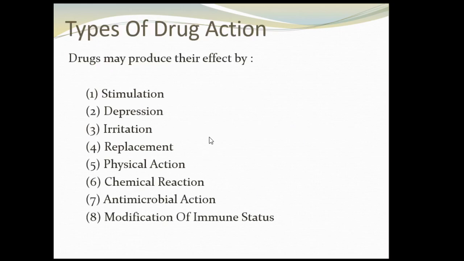So next, types of drug actions. Drugs may produce their effect by stimulation, depression, irritation, replacement, physical action, chemical reaction, antimicrobial actions, and last, modification of immune system. So we'll see one by one. First we'll start with stimulation.